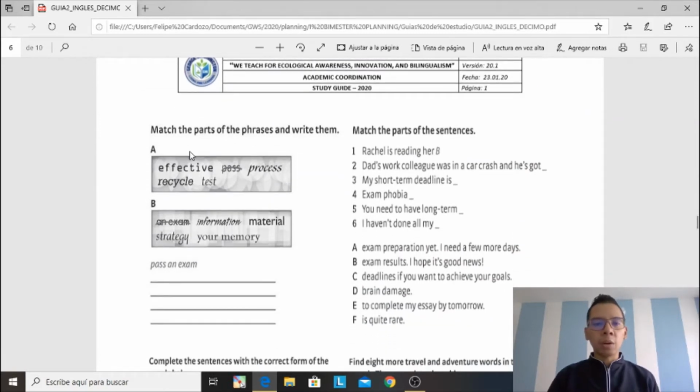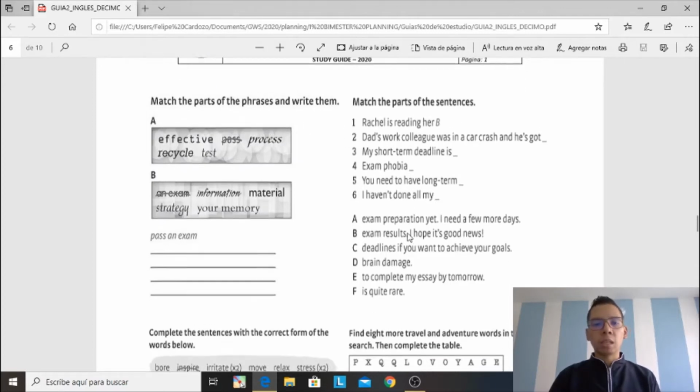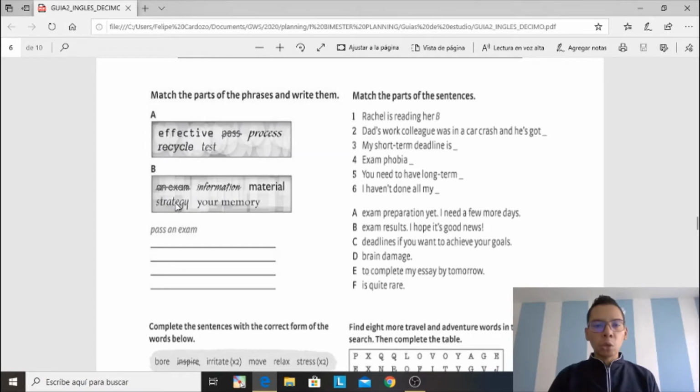As you can see here, we have different activities. Those are to match the parts of the phrase and write them, and match the parts of the sentences. What is the idea? You have to connect words from box A with words from box B. Tenemos que conectar las palabras de la caja A con la caja B para crear unas oraciones, ¿ok?